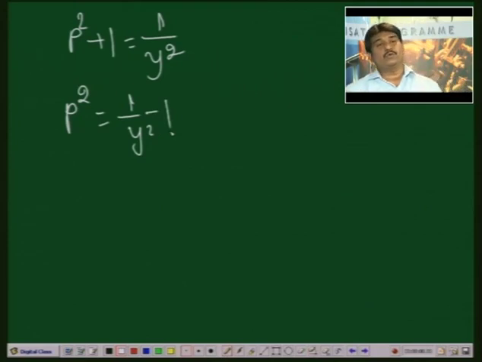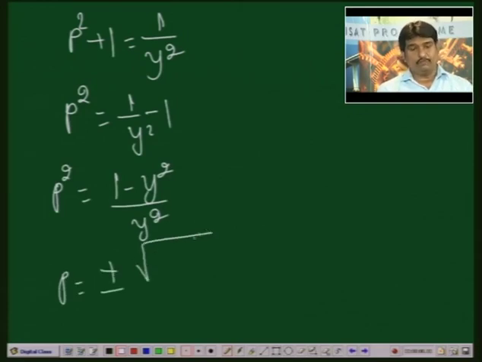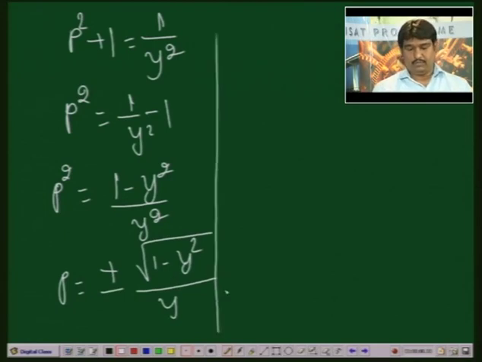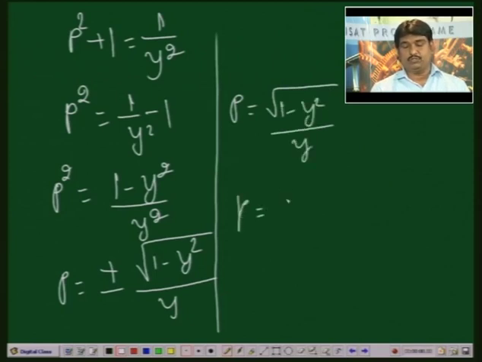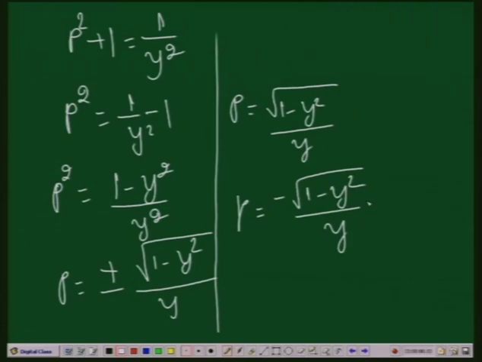P square is 1 by y square minus 1. You simplify this, p square equals to 1 minus y square divided by y square. Therefore, p is plus or minus root of 1 minus y square divided by y. So, the two factors are p equals to plus root of 1 minus y square divided by y, and p equals to minus root of 1 minus y square divided by y. These are the two factors.